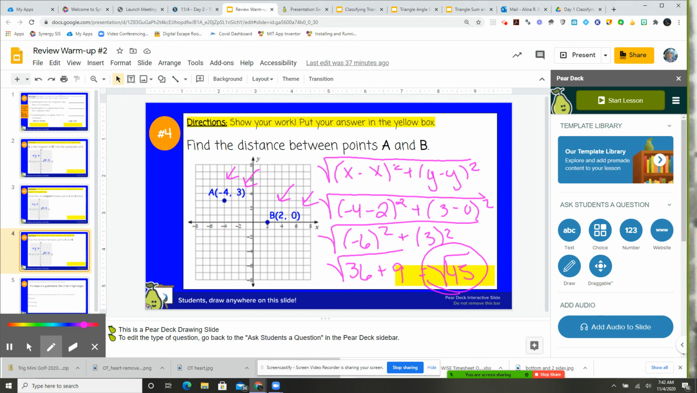The most common error that I see typically is this number. Somehow you get a negative 36 and then it doesn't work, or you get a negative 9, depending on how you do it. Any number squared is going to be a positive solution.